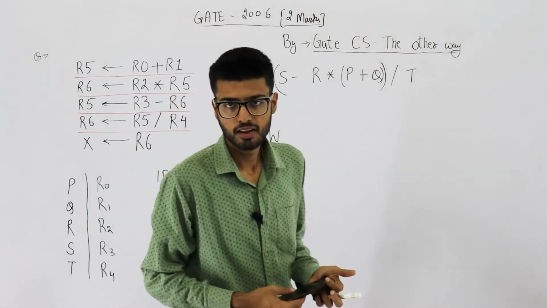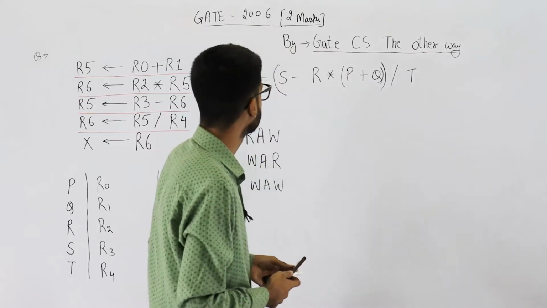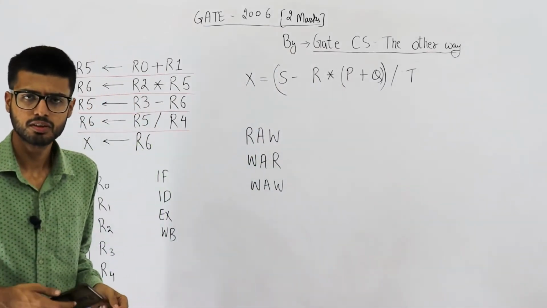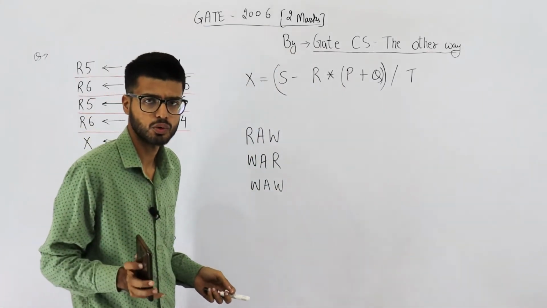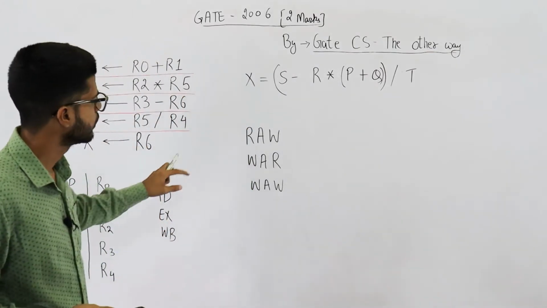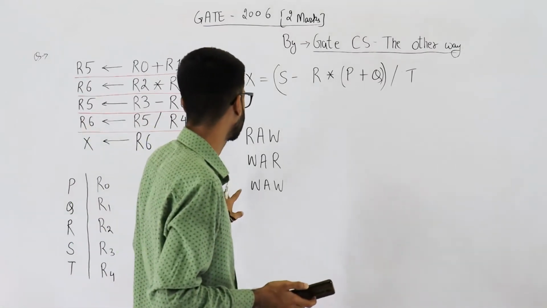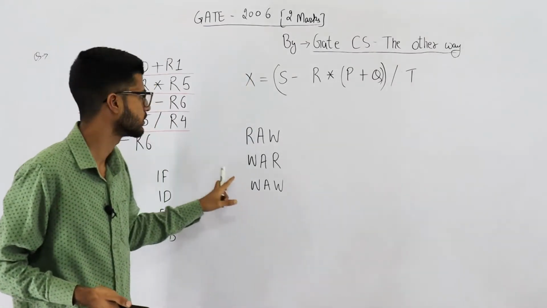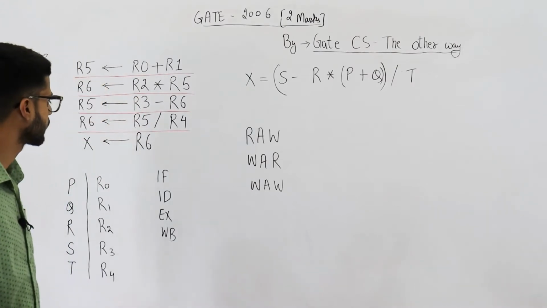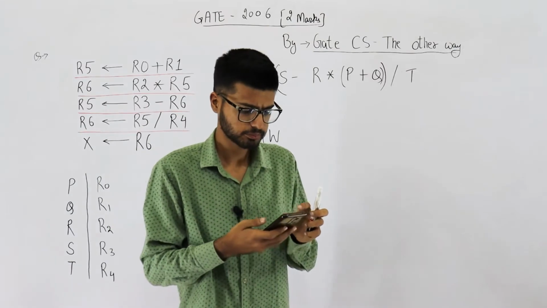Hello people, let's now solve this question from GATE 2006 exam. It's actually a 4 marks question, 2 parts, each for 2 marks. What they're asking is, you need to find out these dependencies, RAW dependencies, WAR dependencies and WAW dependencies in this code. First let's read the statement, then we'll solve this.